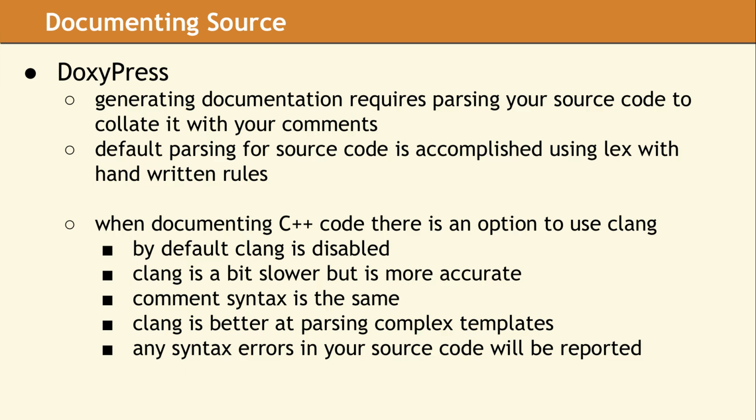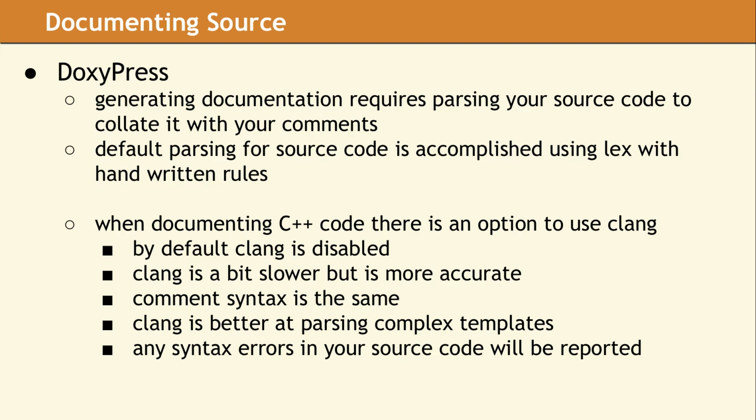There are two different options you have to choose from when documenting C++ code with DoxyPress. You can use the original Lex parser, which is the default, or you can enable the clang parser, and the Lex parser will not be used. Using clang for parsing your C++ is slower, however it is far more accurate. Depending upon the size of your project, the speed of running DoxyPress and using clang may not be significant. Clang has several advantages over the parsing done by Lex.